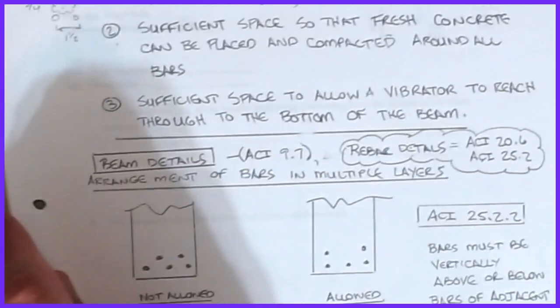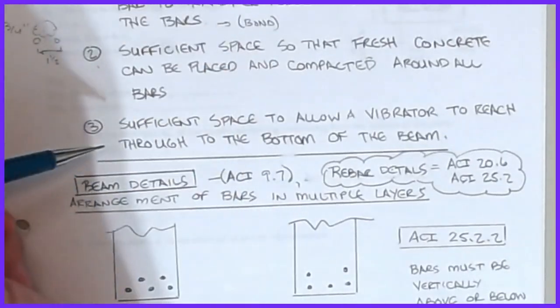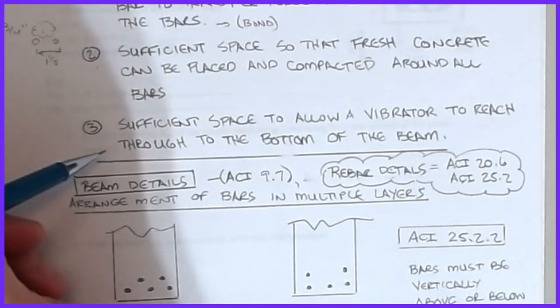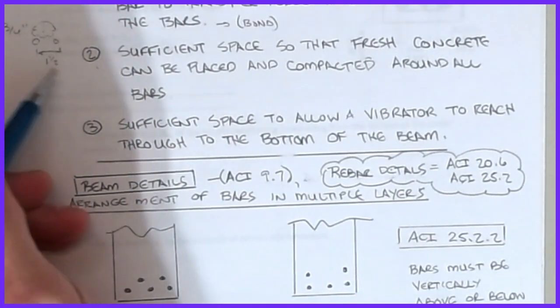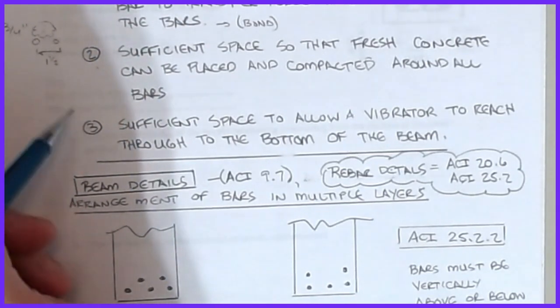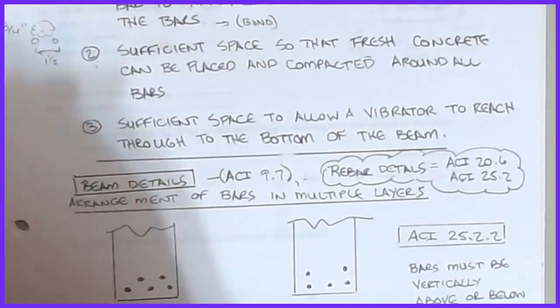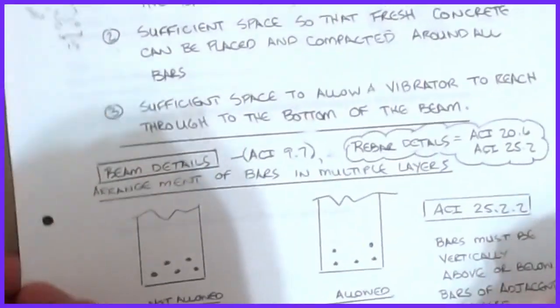That's what the second one is saying. Okay. And then the third one is a little lesser known one, that we need to provide sufficient space to allow a mechanical vibrator to be able to reach through to the bottom of the beam to vibrate and compact the concrete in place, right? So again, I don't want too small of an area. Maybe I need 1 inch or 2 inches to be able to thread that needle down through the bottom so that it can do its job, okay? All right, so those are some of the things that we're thinking of.